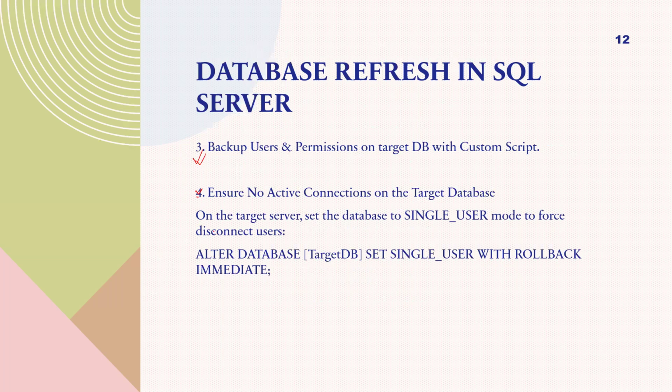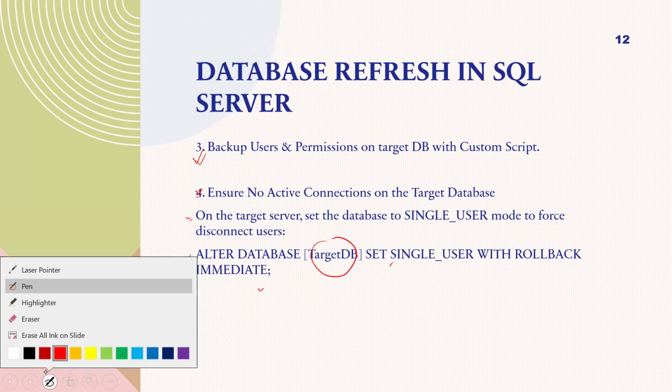So what you can do is put the database into single user mode. Once the restore is completed, we can roll back to multi-user mode. We can do this with the GUI and also with the command. So what is the command? The command is alter database, then we put the database name, set single user with rollback immediate, right?